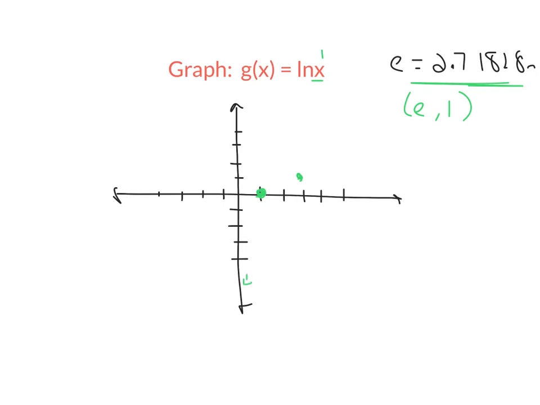The y-axis is an asymptote, so it gets closer and closer, then it pops up to the x-axis and goes just like that. That's your graph of natural log of x. And you can punch it in your calculator and check it if you want to, but that's exactly what it looks like.